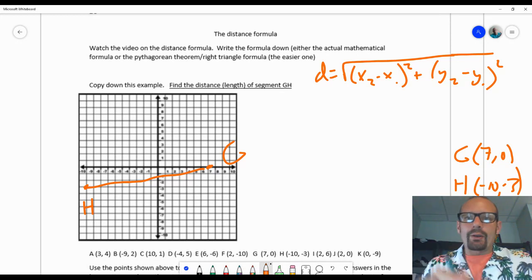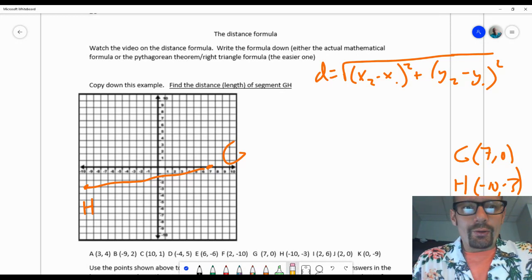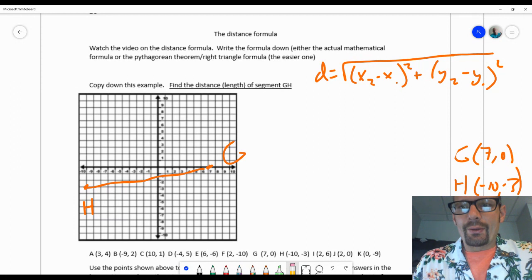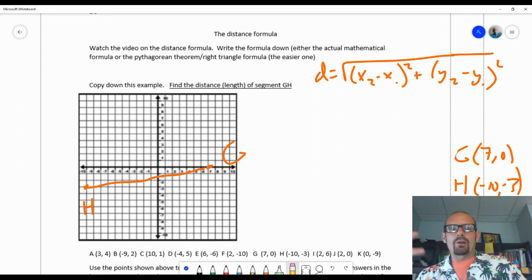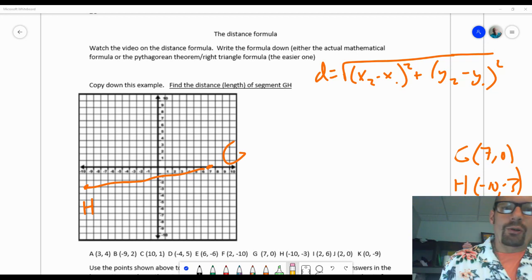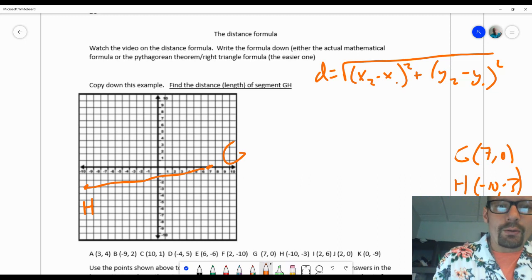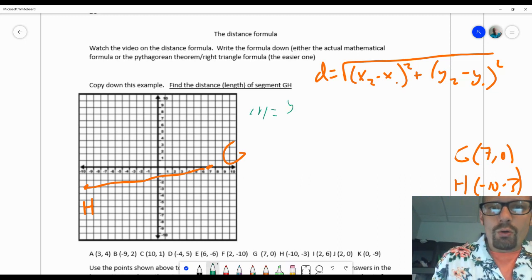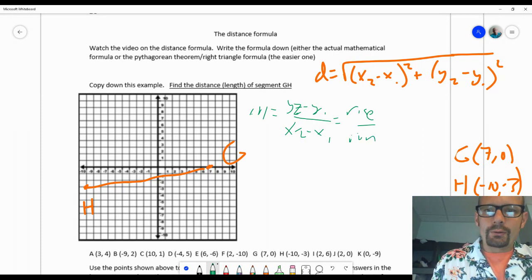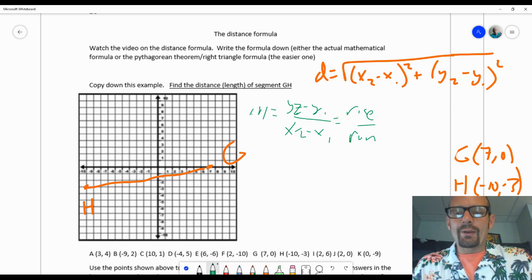Now, I want to look at this formula here because this formula actually translates into something else that we did. It takes the slope formula and combines the slope formula and the Pythagorean theorem. So if we use the slope formula, remember the slope formula, y2 minus y1 over x2 minus x1. The y2 minus y1, again, we talked about that. That's just the rise, and the x2 minus x1 is just the run. So we could take the rise and the run.